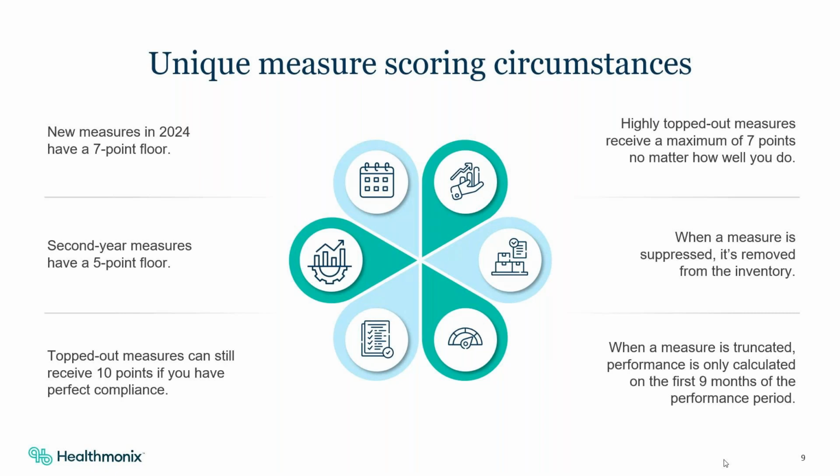Similarly, second year measures have a 5-point floor. So if you're diving into a measure for the second year, you still get a minimal 5 points for reporting it in any way. On the flip side, as I noted before, if a measure is topped out, you need to get a perfect score in order to get 10 points. You need to hit 100%. Highly topped out measures, there's only a maximum of 7 points you can get, no matter how well you do. It does take a few years of benchmark data for measures to become topped out or highly topped out as providers are doing better and better on those measures.